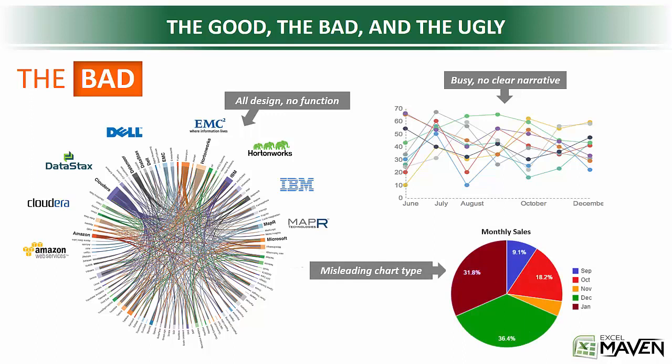And then third, a good example of a misleading chart type. We're looking at monthly sales from September through January here. Technically, this is valid because the percentages do add up to 100%. The problem is when you're trying to show relative volume or trending over time, there are other charts that communicate that much more effectively, like column charts or line charts.